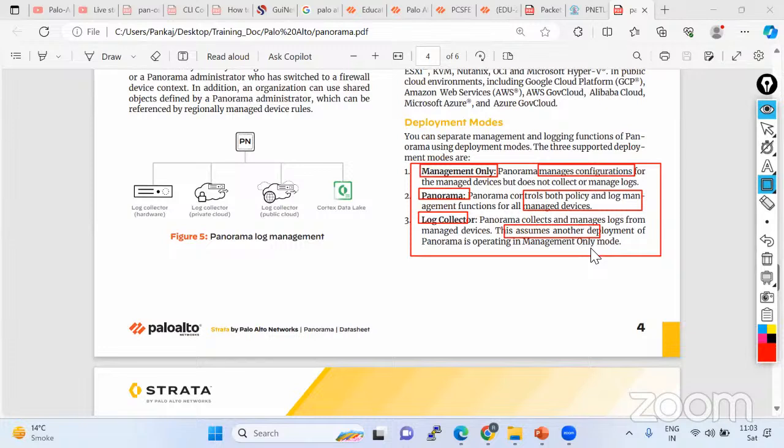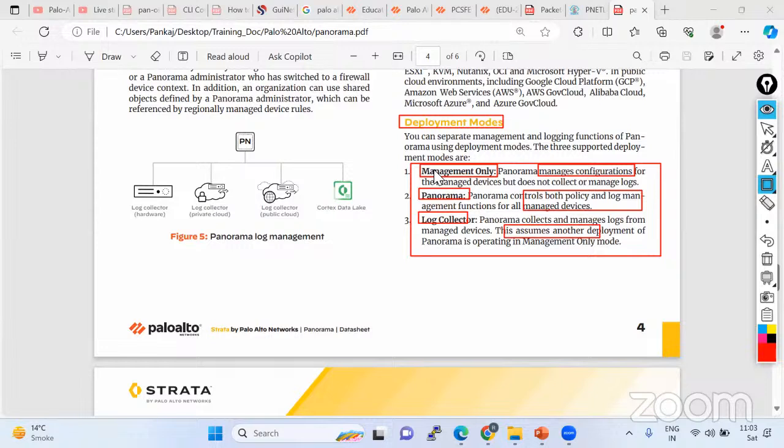If you have a single piece of hardware, you deploy it in management mode only. There is a mode to convert. In the deployment modes we have, if you deploy this in management only, then only configuration is going to be managed. If you deploy in Panorama, log and configuration both are going to be managed. If you just deploy in log mode, then only logs are going to be captured. It's not something you have to create inside of Panorama.